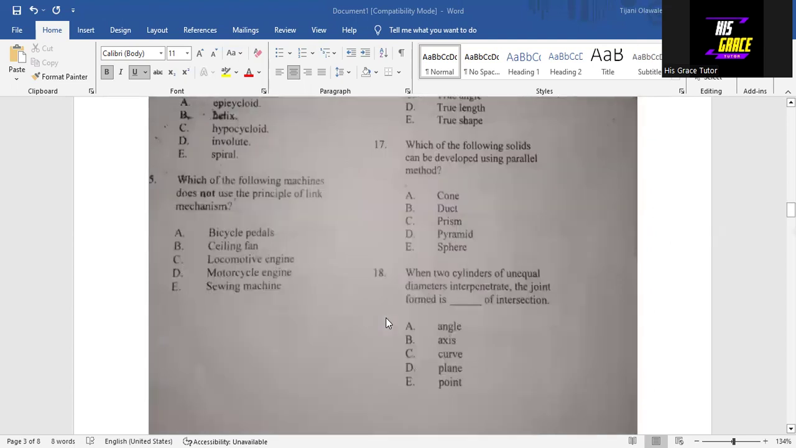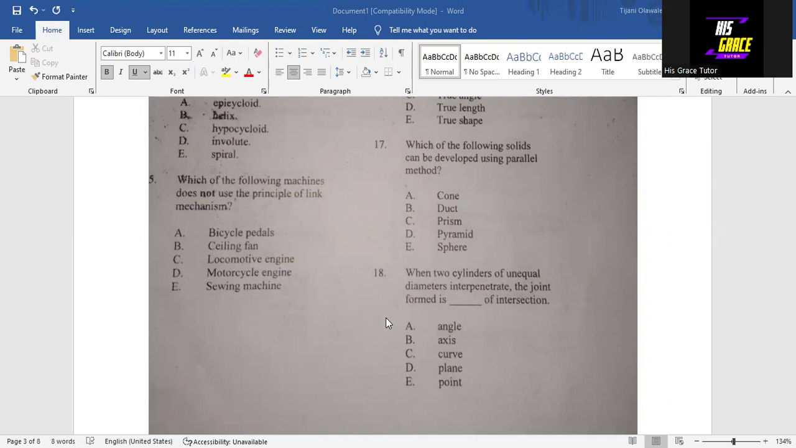Then question 17. Which of the following solids can be developed using parallel method? The answer is option C, prism. We can develop prism by using parallel line method. But for cone and pyramid, we use radial line method. We use radial line method for the surface development of cone and pyramid, while for the prism and cylinder, we use parallel line method. Option C is the answer to question 17, prism.